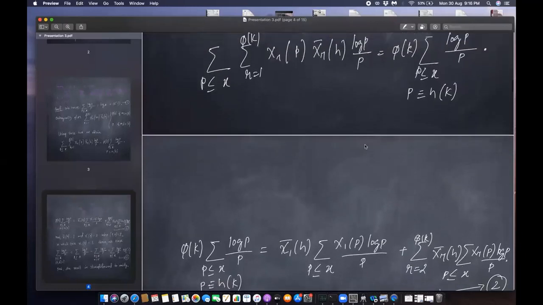So here you can note that h and k are co-prime, right? So chi 1 of h is always 1. Similarly, chi 1 bar of h: chi 1 bar is the multiplicative inverse of the character chi 1. Similarly, here chi r bar denotes the multiplicative inverse of this character.